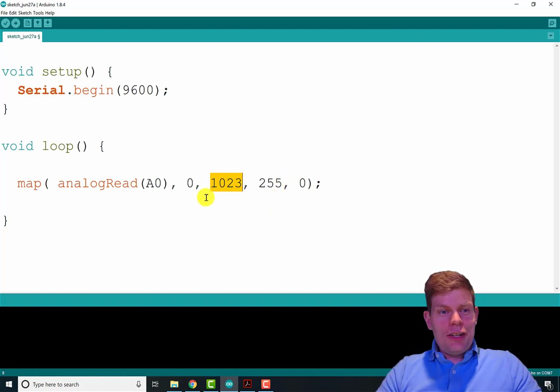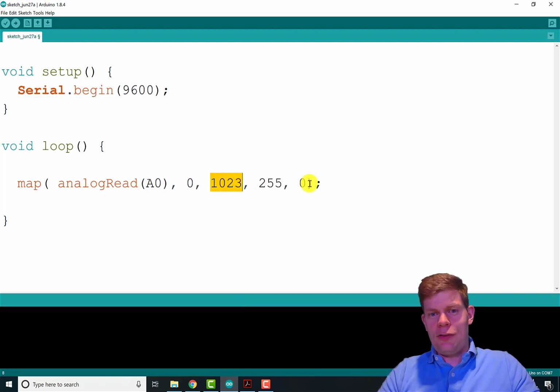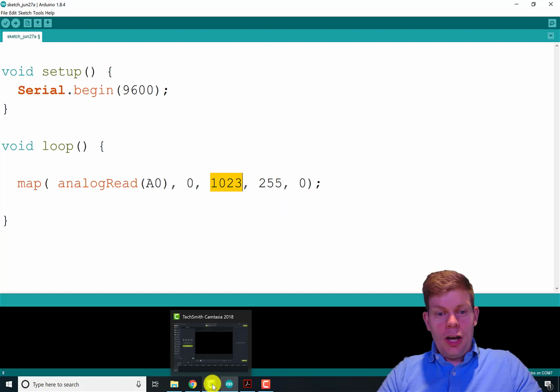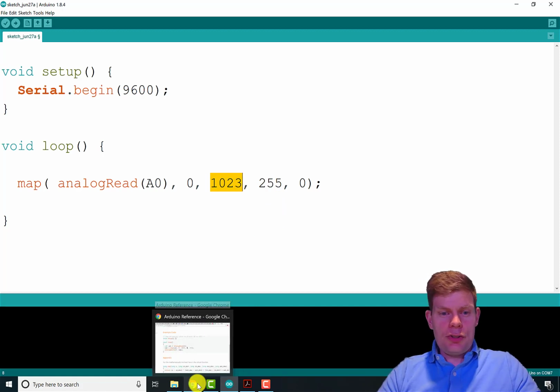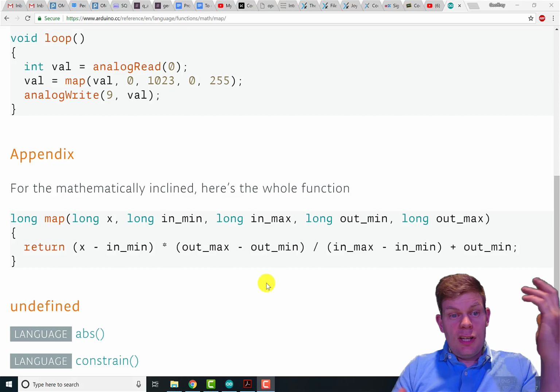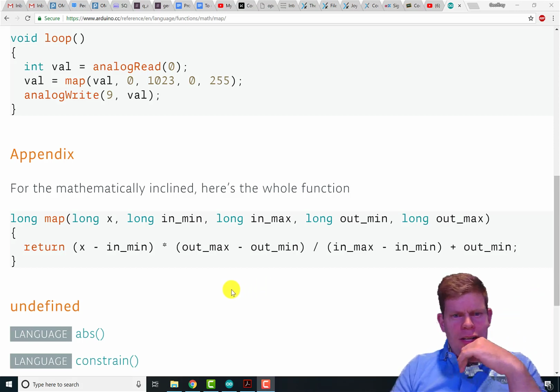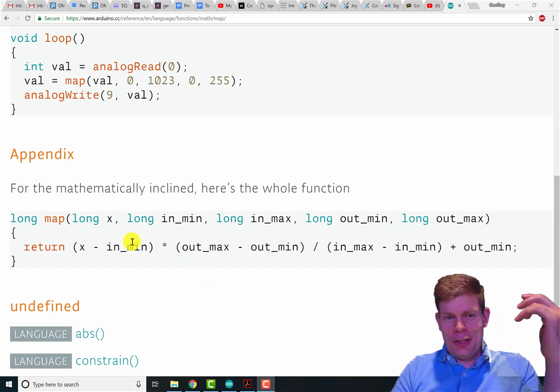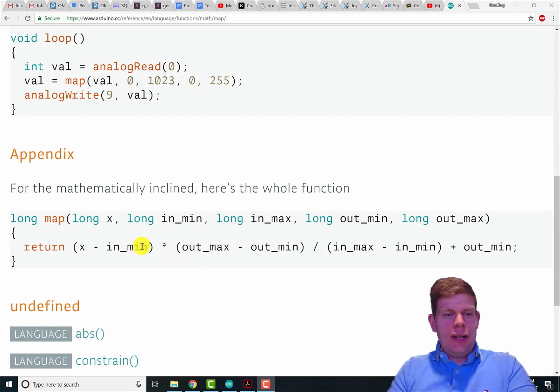All right, so that is most of what you need to know about the map function. If your values do go outside of this initial range you've stated, you will end up outside of the destination range you stated. So careful with that if it's a problem. Another thing I want to show you just quick is here's the whole function. Notice, not so bad. It's a header and one return statement.